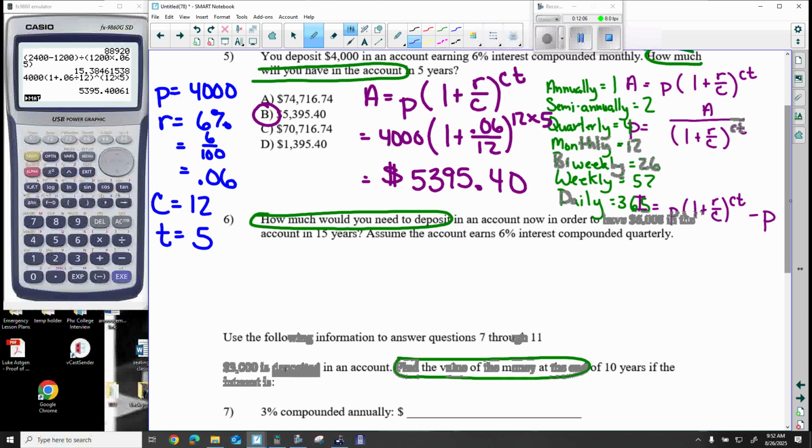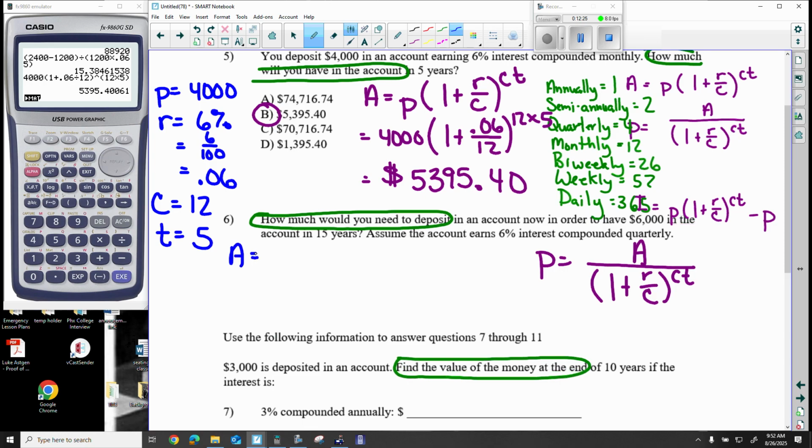Okay, pressing forward, how much would we need to deposit? That is asking for P, and that's A divided by 1 plus R over C to the CT on the bottom. How much are we going to have at the end? We want 6,000. What is the rate that we are using? 6%. How often does it compound? This is quarterly, so quarterly is 4. How much time? It's going to take 15 years.